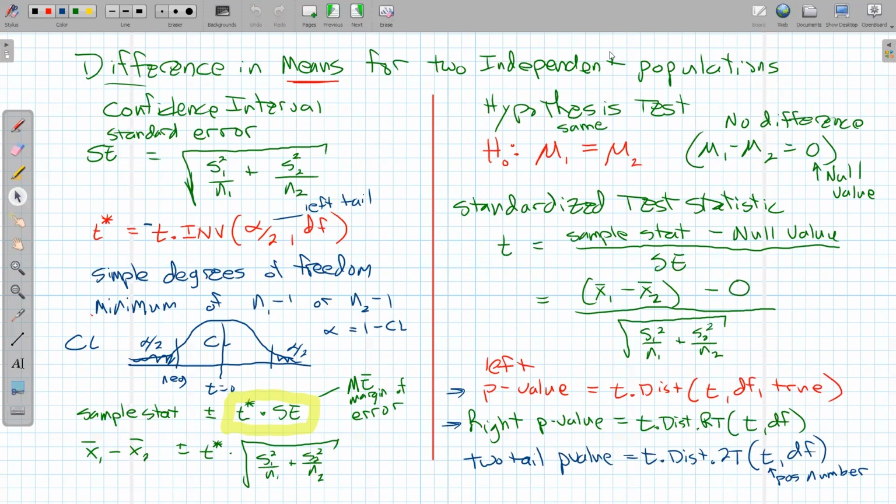The t for a hypothesis test is always the sample statistic. For us, that's the difference in means here, minus the null value. For a difference in means, the null value is always 0. Divide by the standard error. So that's what's happening next.